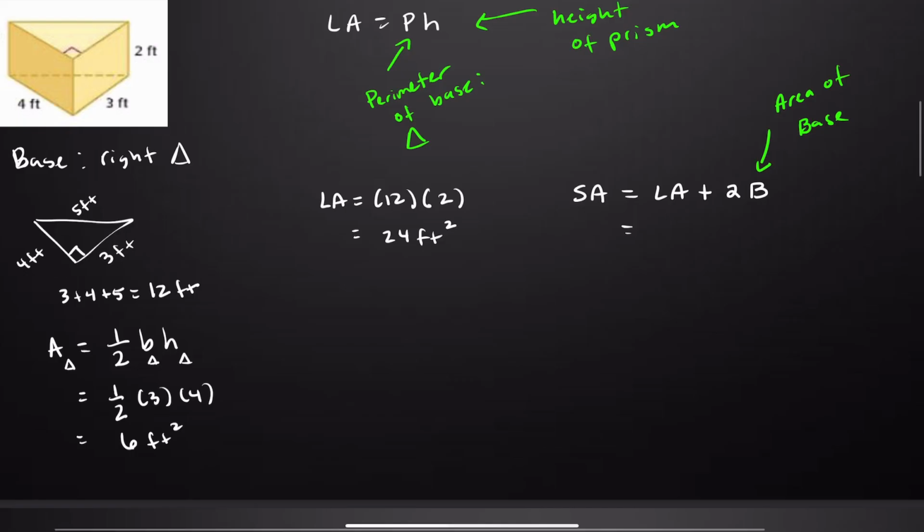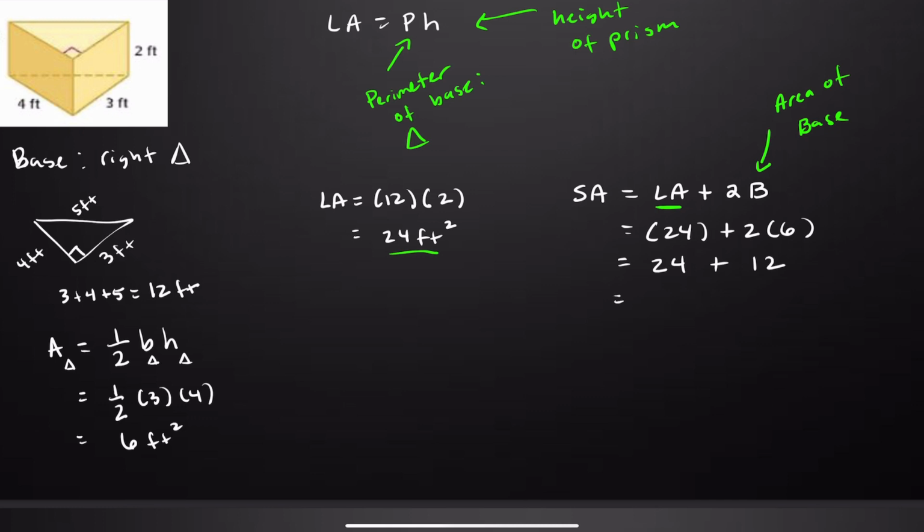Okay, so I know what the lateral area is. I don't need to calculate that again because we already figured that out. It's 24, right? So I can go ahead and easily replace this LA with the 24. So 24 plus 2 times the area of the base. And then I'm going to calculate. I have 24 plus 12. And that's going to give me 36 square feet. Because I'm still dealing with area here. So the unit needs to be squared.